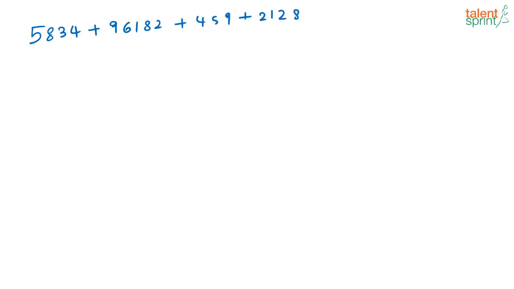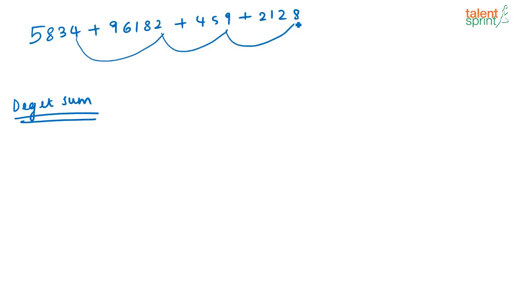Now see, first we will try to solve this question using the first method that I was discussing, that is the digit sum method. What does this digit sum method mean? What you have to do is first take the units digits and add all of them together. Let's say here, let's add: 4 plus 2 is 6, 6 plus 9 is 15, 15 plus 8 is 23. So in your answer the last digit is going to be 3.